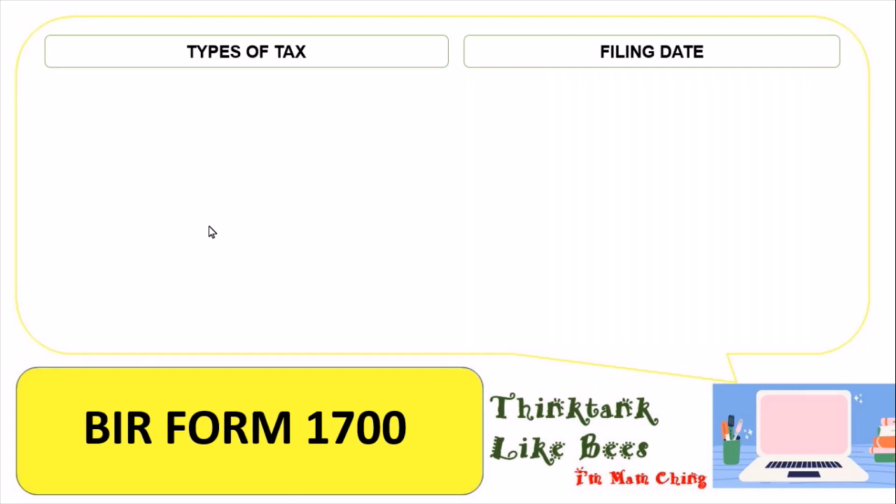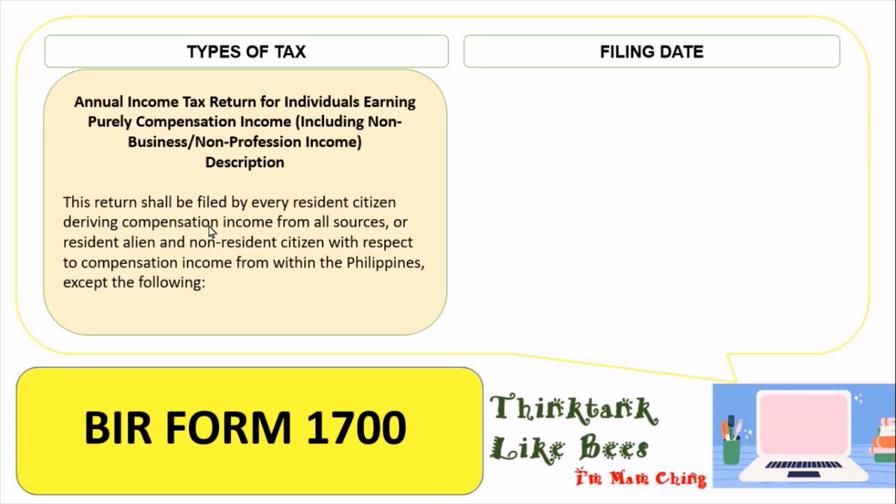Next we have BIR Form 1700. It is an annual income tax return for individuals earning purely compensation income, including non-business and non-professional income. This return shall be filed by every resident citizen deriving compensation income from all sources, a resident alien, and a non-resident citizen with respect to compensation income from within the Philippines, except the following.